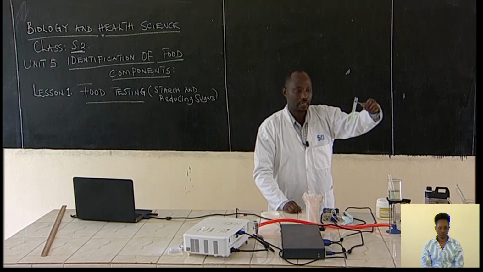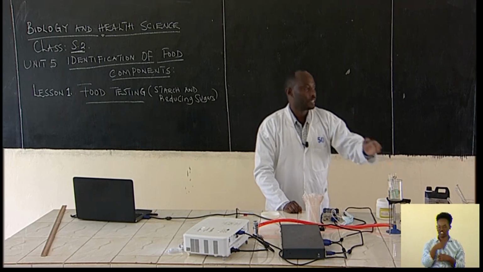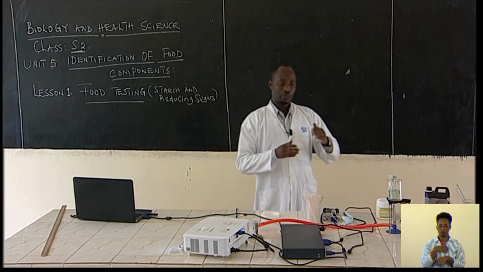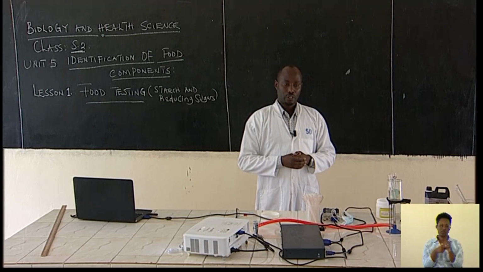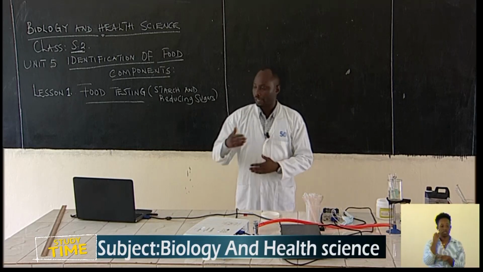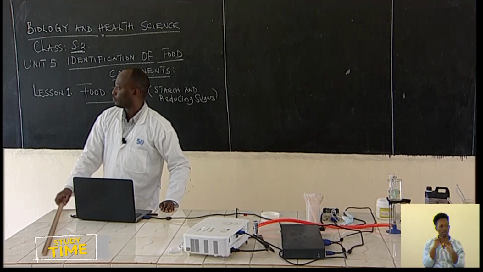Now you can see a green color is appearing. From green, it will be yellow, then from yellow to orange. That will show you that the food contains reducing sugars. If you get the green color, let us see how it will happen.